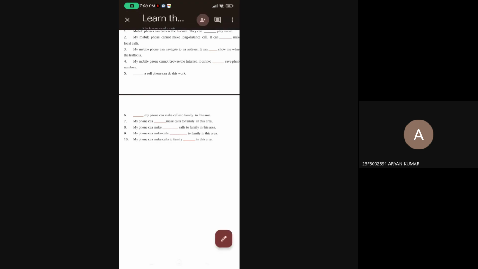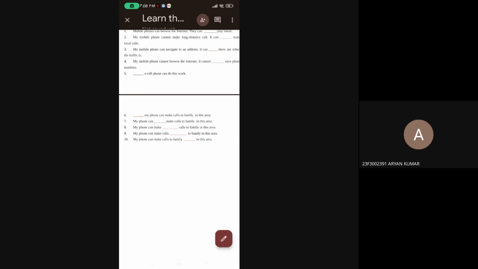This one, my phone can dash make calls to family in this area. Again, the blank would be filled with only, or even. So, my phone can only make calls to family in this area. You've moved only to the segment before make calls. So the focus is on making calls, right? So only make calls. No other functions allowed, only making calls.